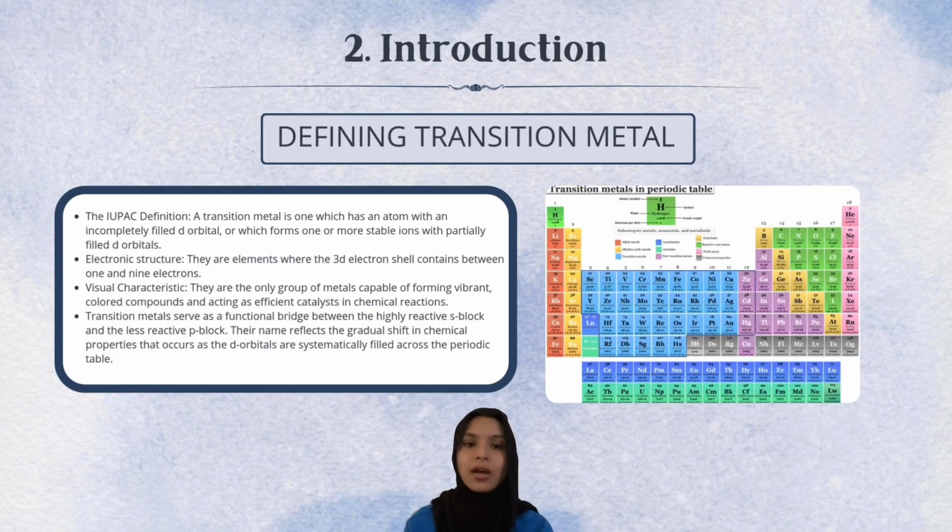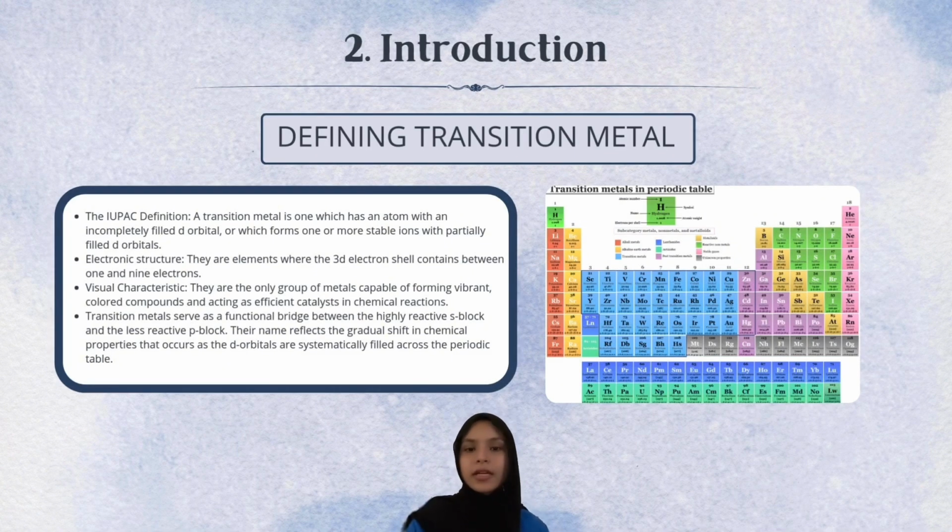Also, geographically, on the periodic table, the transition metals serve as a functional bridge. They sit between the highly reactive metals and the less reactive elements, and their name actually reflects this transition. As we move across the table, we can see a gradual shift in chemical properties as those d orbitals are systematically filled.